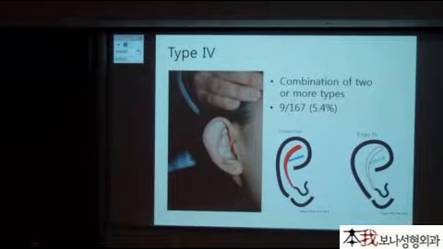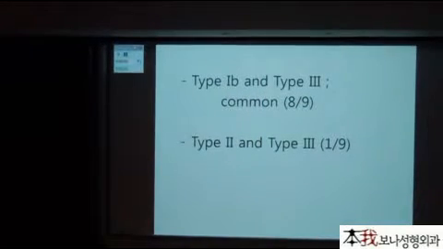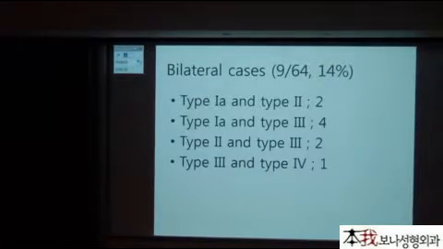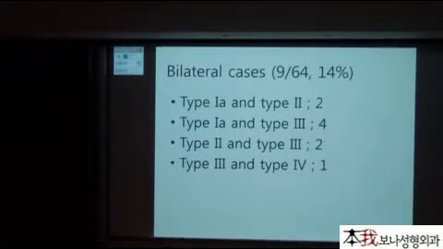Type 4 is a combination of 2 or more types. There are 9 cases. Of those 9 cases, the combination of type 1B and type 3 is most common, and the remaining one is type 2 and type 3. Among the bilateral cases, 9 patients showed a different type on each side. 2 patients had type 1A and type 2. 4 had type 1A and 3. 2 had 2 and 3. The remaining one, 3 and 4.